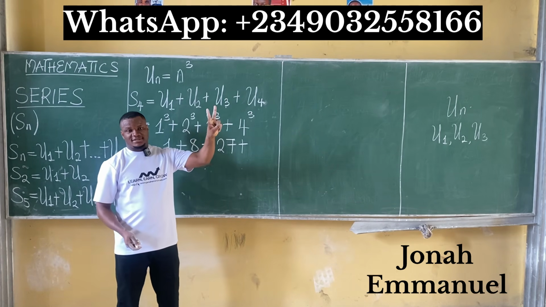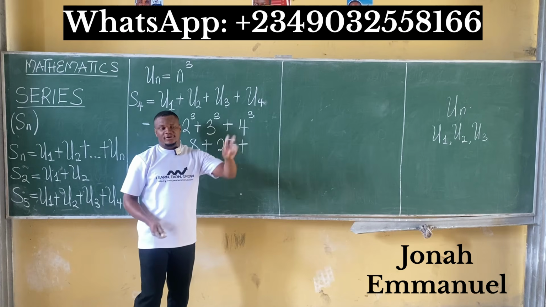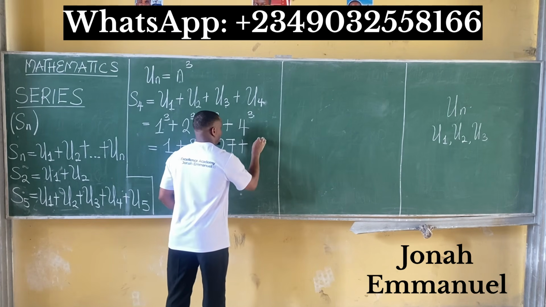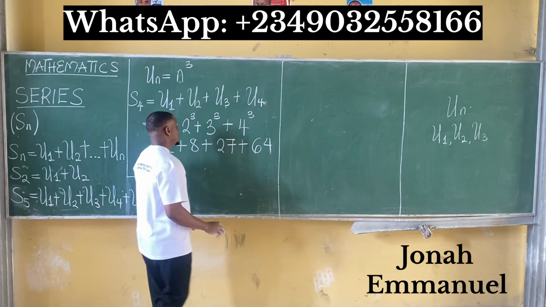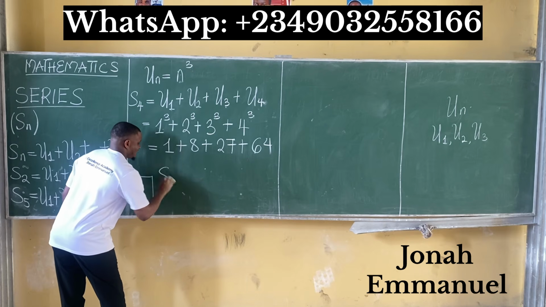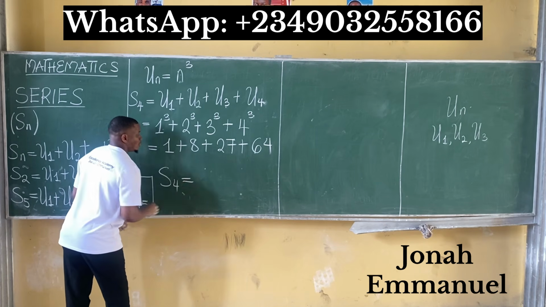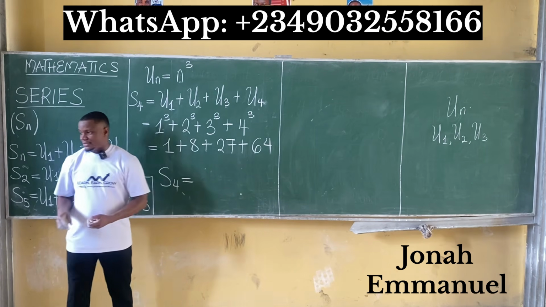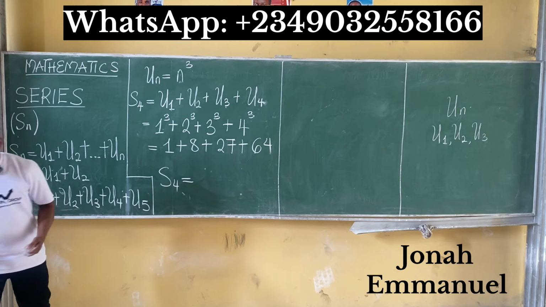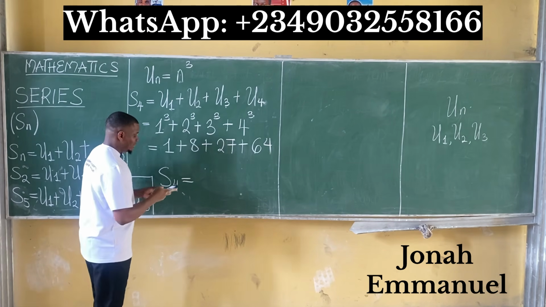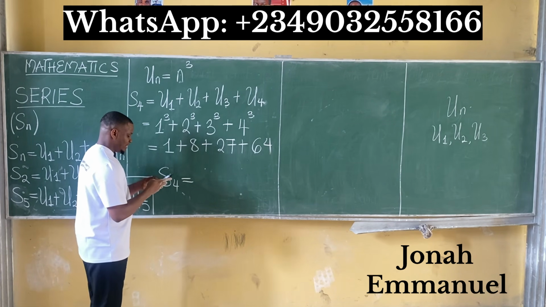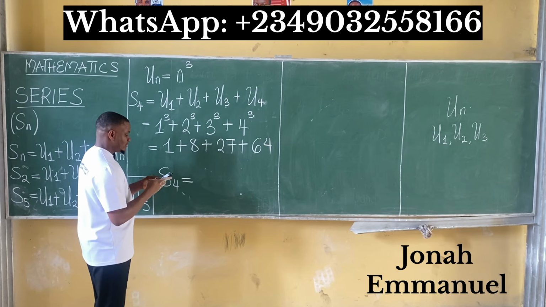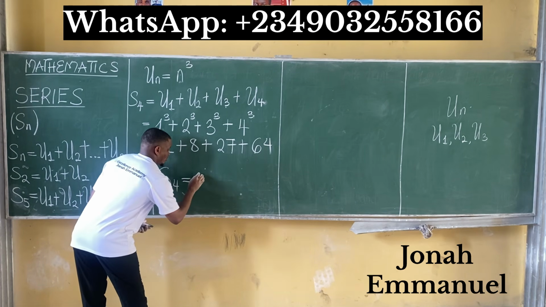4 times 4 is 16, times 4 for a third time is 64. So you have this as 64, right? From here, we now have that S4 is equal to the sum of all of these values. Let me get my calculator and sum this real quickly. I have 1 plus 8 plus 27 plus 64. If you sum this up, you have your answer as 100.